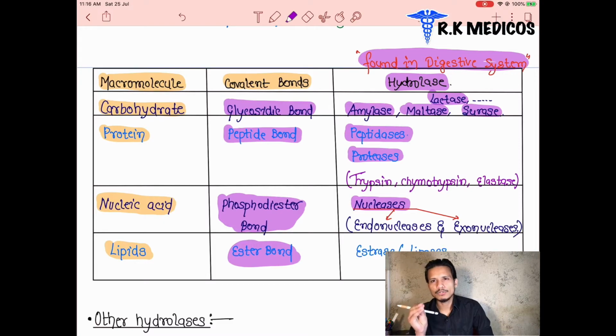These nucleases are going to break down which bond? Phosphodiester bond. In where? In the nucleic acid. And what are the nucleases? Do you know? Endonucleases and exonucleases. What does it mean? The endonucleases are going to break down the nucleic acid inside it, it means in the inner part, and the exonucleases are going to break at the terminal ends. That's why exo means external part. They are going to cut or break it down.